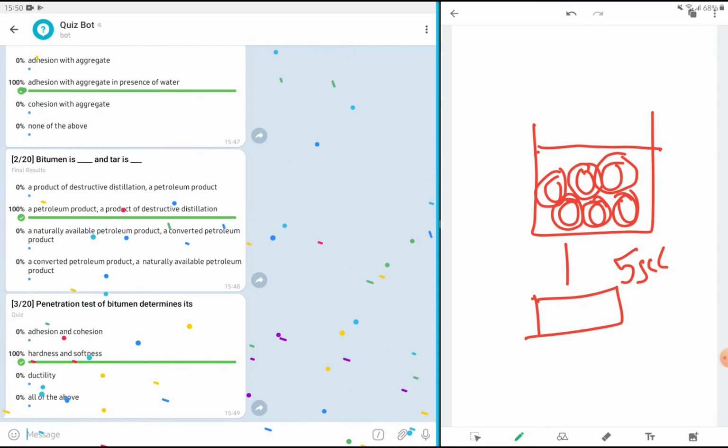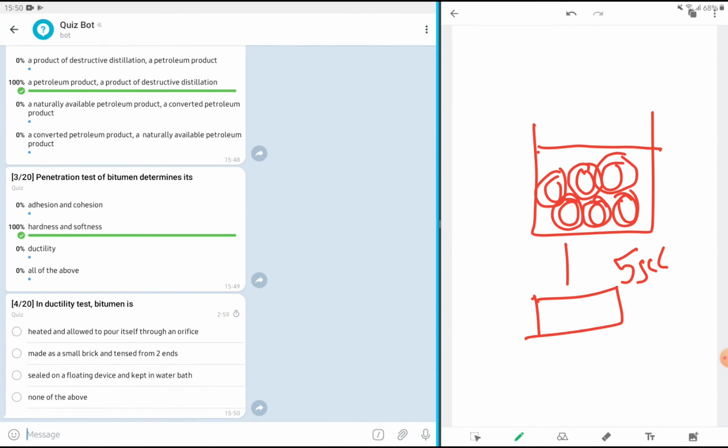All right, that's right. Question number 4: in the ductility test, what is done? Bitumen is heated, made into a small brick and sealed on a floating device, or none of the above. See, what we do in the ductility test is, we take bitumen and convert it into a 10 by 10 mm brick.